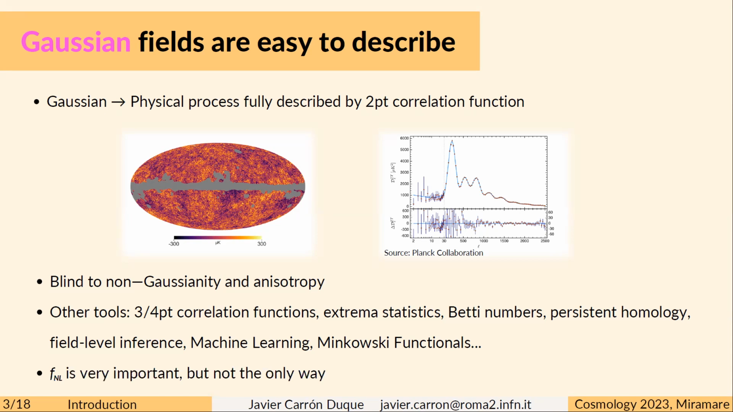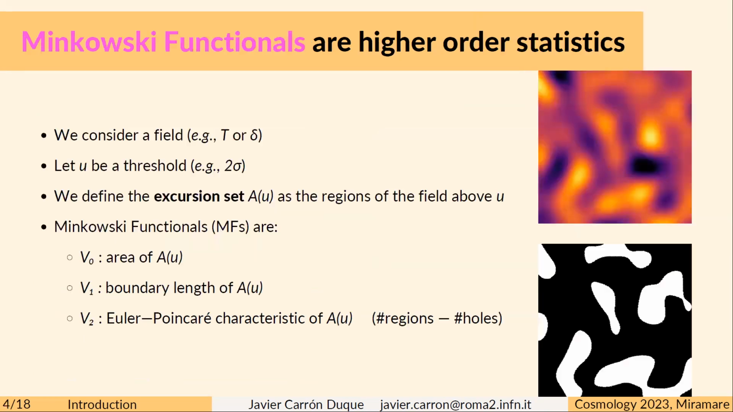And just a word on fNL. Non-Gaussianity is usually studied through fNL, and this parameter is, of course, very important because it will give us a lot of information, but it's not the only way to study non-Gaussianity. And non-Gaussianity is an infinite dimensional space, so we need a lot of tools to study different kinds of non-Gaussianity. In particular, Minkowski functionals are higher-order statistics. This means that the information in the Minkowski functionals is not contained in the 2, 3, 4 n-point correlation functions. There is something else in the Minkowski functionals.